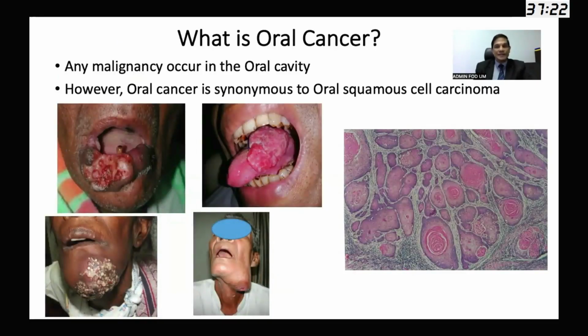What is oral cancer? I don't need to explain what oral cancer is to this audience. But in general terms, any malignancy that occurs in the oral cavity can be called oral cancer. But we all know that when we say oral cancer, it is almost synonymous with oral squamous cell carcinoma. That's because more than 95% of the oral malignancies that we see are squamous cell carcinomas.